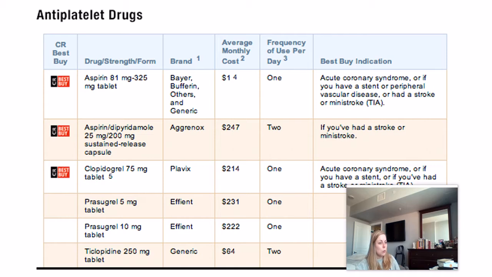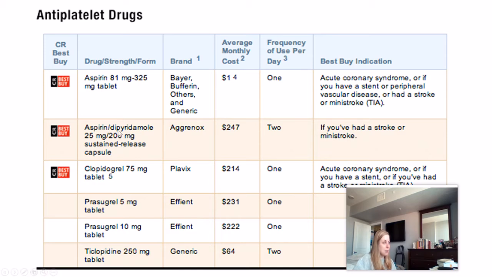Okay, so once we start with this patient, we know that this patient is going to need an antiplatelet drug because they're at higher risk for having a stroke. We know that long-term antiplatelet therapy is going to be indicated for this patient. Aspirin is an option, but it is not going to be sufficient for the TIA patient.